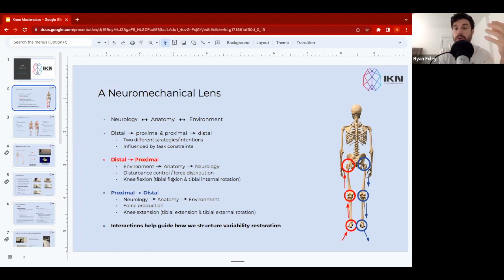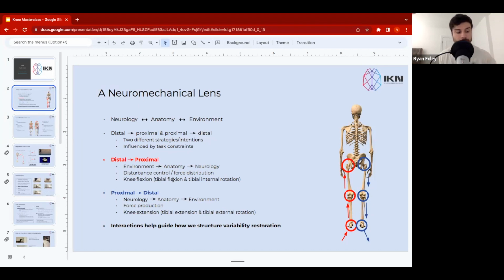Okay, so the focus here from a local perspective around the knee, for example, would be looking at knee extension, which involves the ability of the tibia to extend, the femur to extend, and the tibia to externally rotate. It, of course, involves much more than that. There's obviously going to be a coordination of extension across the lower limb, across the ankle, the hip, that we need to consider as well. Okay, so ultimately, these interactions really help guide how we structure the restoration of variability.